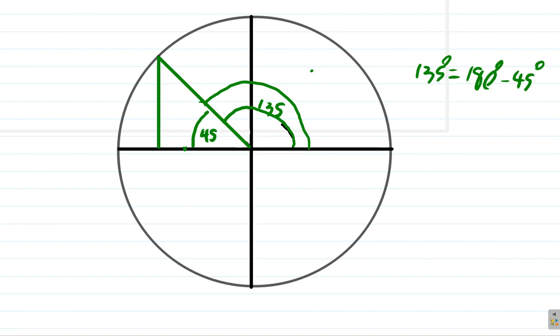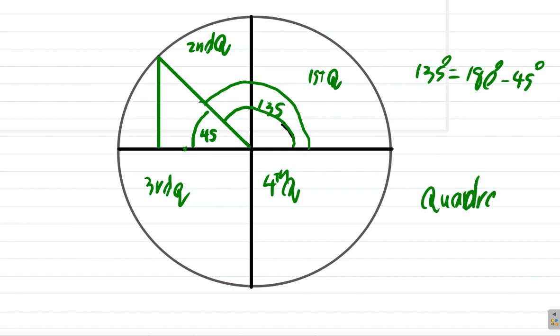This space is the first quadrant. This is the second quadrant, the third quadrant, and the fourth quadrant. But the full name is quadrant. Remember, quad means 4, so it's 4 parts. Quarter means 4 parts, right? 4 quarts make 1 gallon. So you have quadrant.